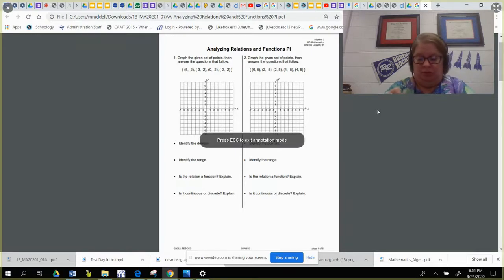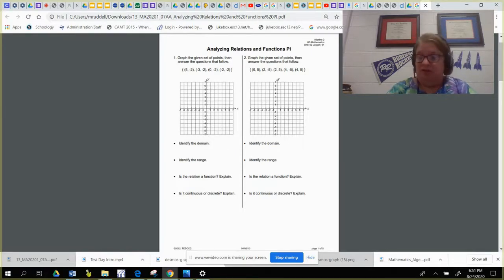Okay. So the first question says, graph the given set of points and answer the questions that follow. So these points, we have 5, -2. I think I need a little bit smaller dot. Let's try that again. That's a little bit too small. Okay, what's the next point?